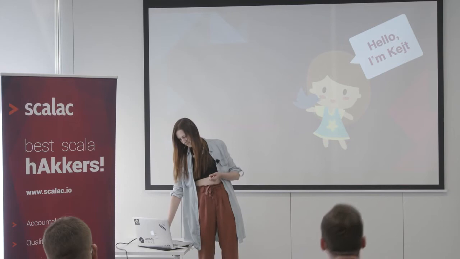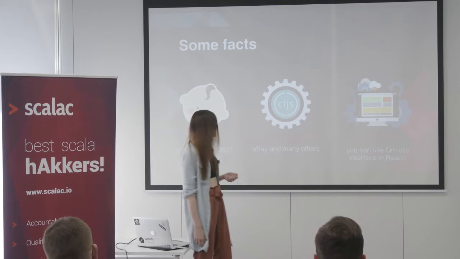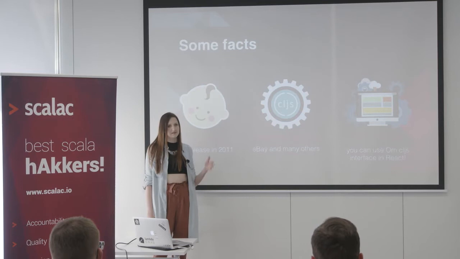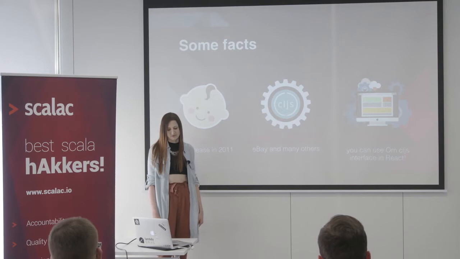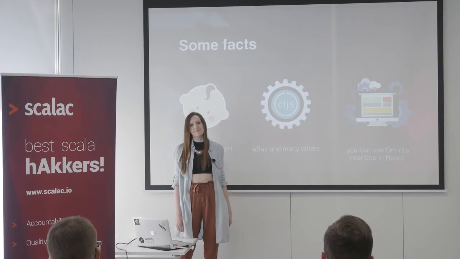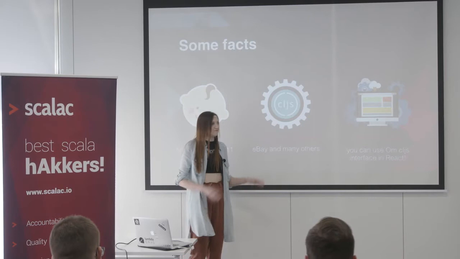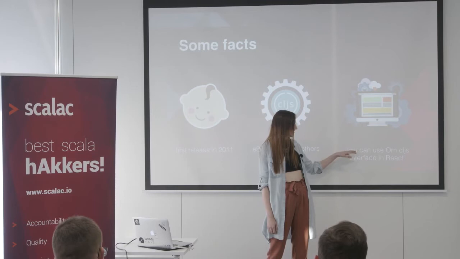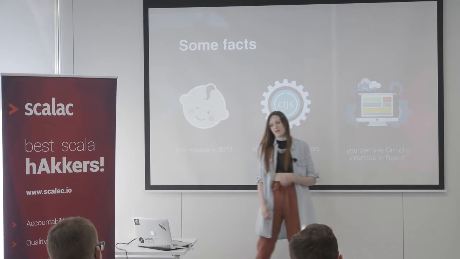So maybe some facts for you guys. ClojureScript is actually a pretty young language because the first release was in 2011 and it is still developed. Everything is fresh in ClojureScript actually. But it's already in production. For example, eBay uses ClojureScript. What is very good for front-end developers in web development is that there are ClojureScript interfaces for React. There is OM, incoming OM next, and Reagent.